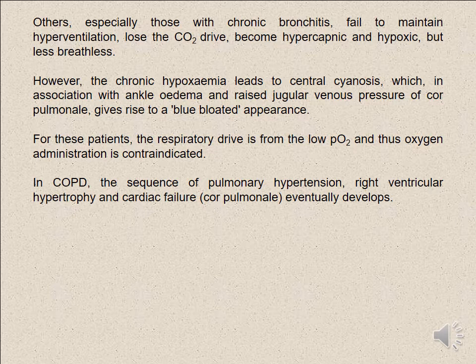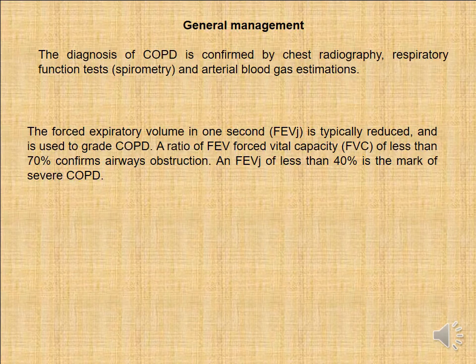In chronic obstructive pulmonary disease, the sequence of pulmonary hypertension leads to right ventricular hypertrophy, and cardiac failure called cor pulmonale eventually develops. How do we manage the patient who has chronic obstructive disease? We start from the diagnosis.